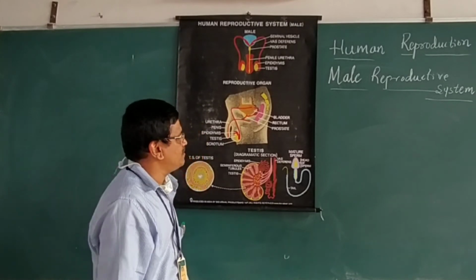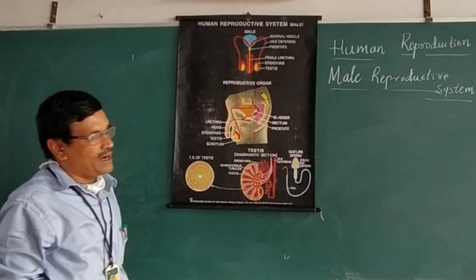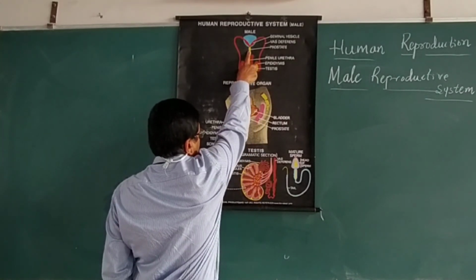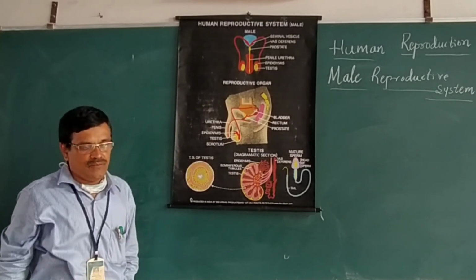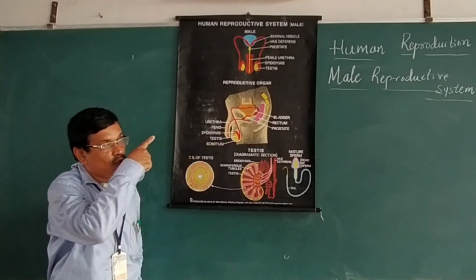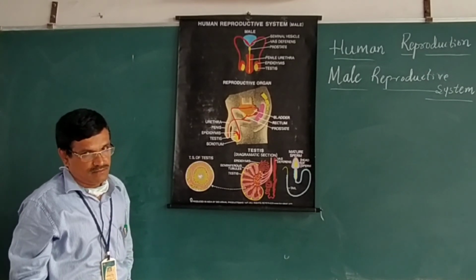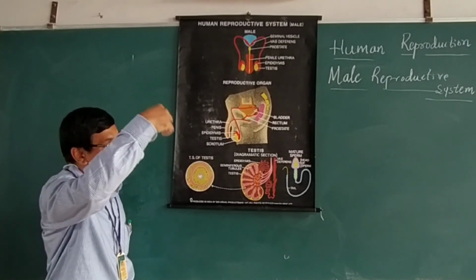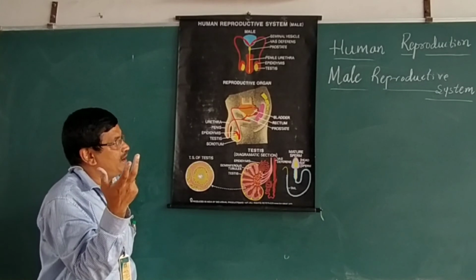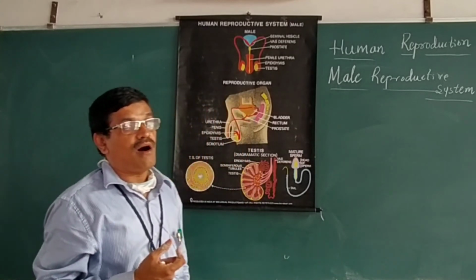Here is the diagram: paired seminal vesicles, a prostate gland, and another type of gland, a pair of bulbourethral glands. The secretions of all these three glands, the seminal vesicles, prostate gland, and bulbourethral glands, are collectively known as seminal plasma.